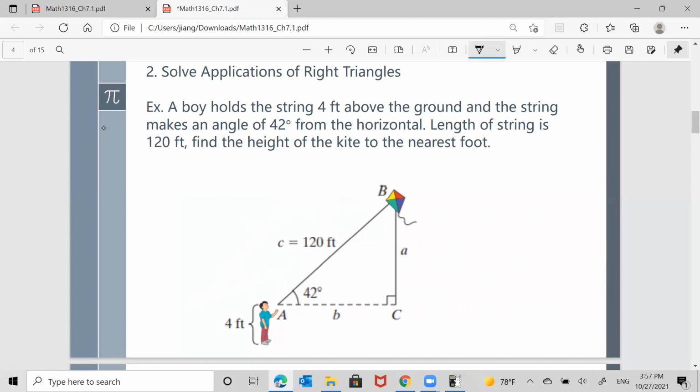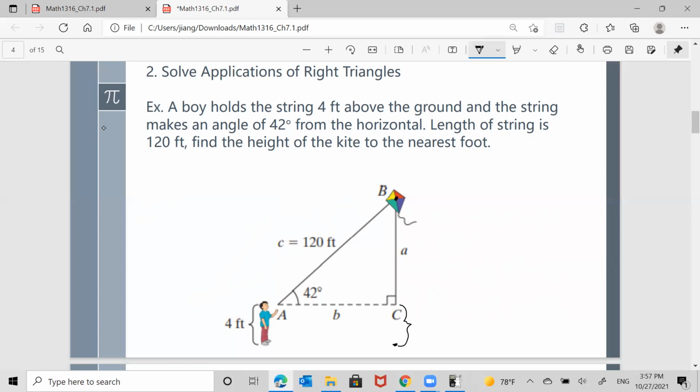The boy is holding the string, and the length of the string from here to here is 120, and we are looking for the height of the kite. From this point to the ground is not to point C. That means if we have this right triangle, we can find a, and then plus this distance from here to here. And from here to here is 4 feet, because I can move the 4 feet to here.